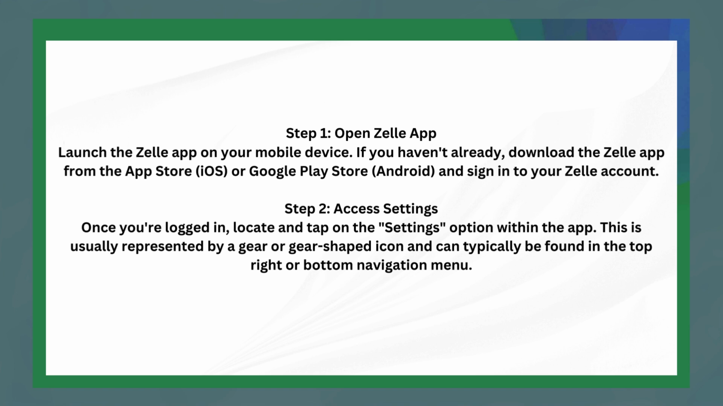Step 2 is to access settings. So once you are logged in, locate and tap on the settings option within the app. This is usually represented by a gear-shaped icon and can typically be found in the top right or bottom navigation menu.